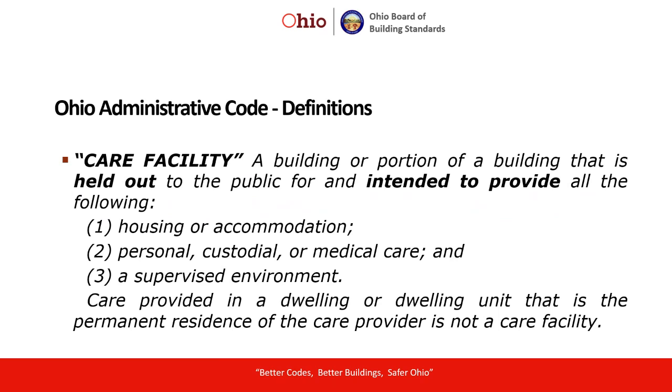And so to help resolve that and clear that up, make it a little easier to navigate, we have this definition of care facility. And it is primarily held out to the public and for an intended purpose. And that intended purpose is to do three things. It's to house or accommodate, there to as a facility to provide personal, custodial, or medical care, and those are all defined terms, and they are specific to the building codes in terms of personal care, custodial care, and medical care, and it's in a supervised environment.